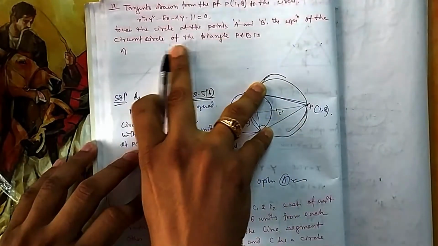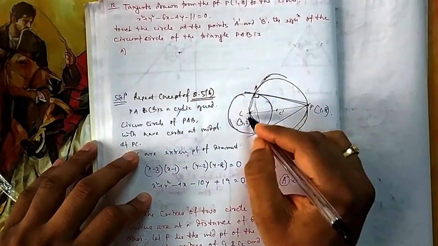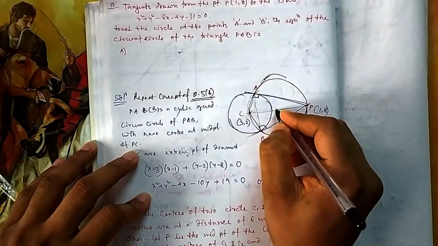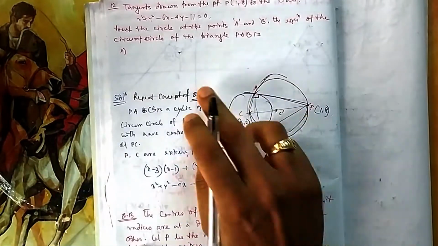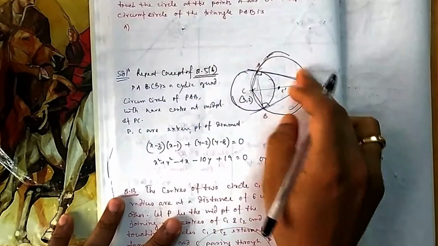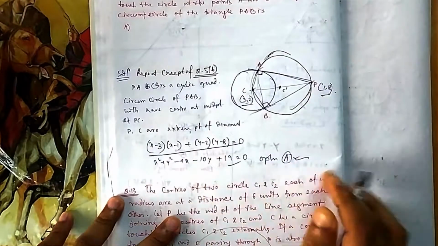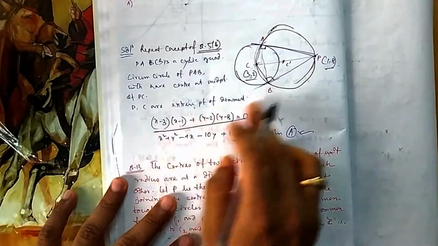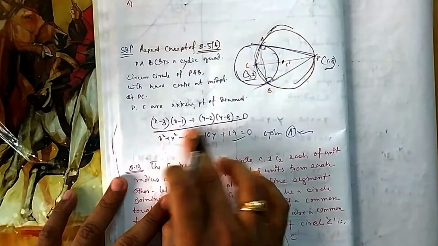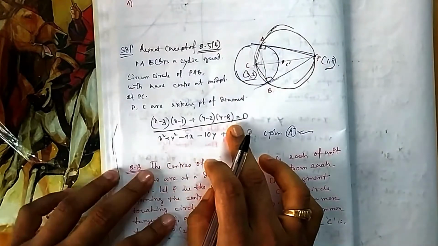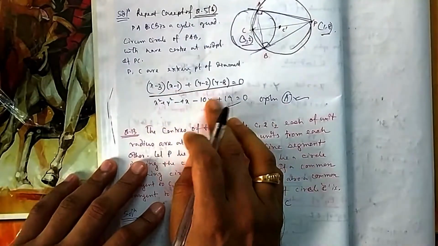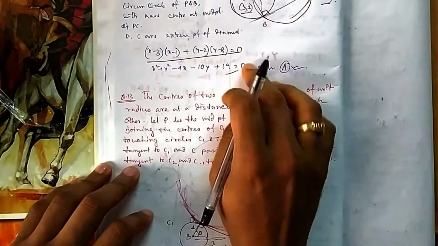So what is the circumcircle of the triangle PAB? This circle becomes the circumcircle and this becomes the circumcenter. You can recheck the question. This is the diameter, so these are the extreme points, so you can use the diametric form to find this: (x minus x1)(x minus x2) plus (y minus y1)(y minus y2) equals 0, where the two extreme points are given. So this is your answer, option A.